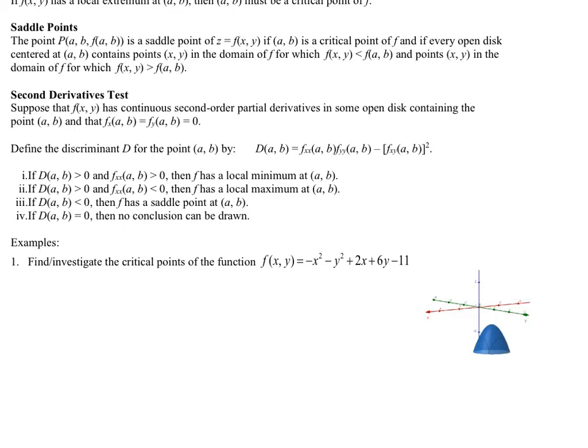So if my discriminant is positive, and my second order partial with respect to x is also positive, then there's a local min. If the discriminant is positive and the second order partial is negative, then there's a local max. If the discriminant is negative, then it's neither a max nor a min, it's a saddle point. If it's equal to 0, this is the one that you don't want, because it means that this technique does not apply. It means you have to do something else.